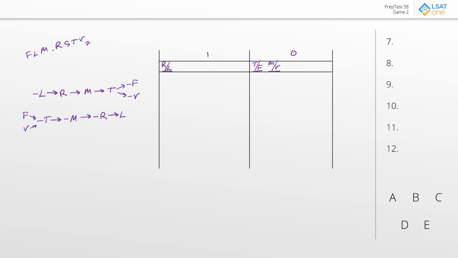Now, once you get into the game, you might use other exclusive relationships that you might notice. So R similarly kicks out F, R similarly kicks out V, and in certain situations, those other exclusive relationships might be more useful. But as a starting point, the fact that we have to have at least two out is still quite usable. Lastly, the rule that we skipped.